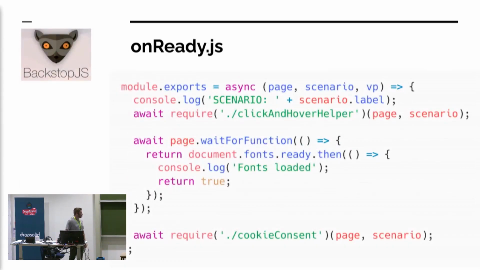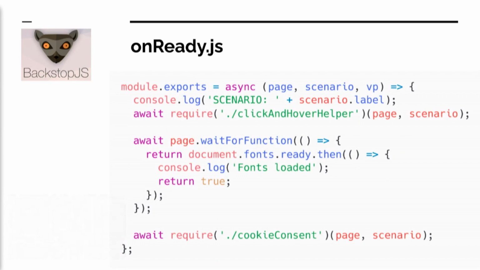So this is the onReady.js file. Here you can see the click and hover helper is loaded. That one will click and hover on anything that needs to be screenshotted. Something we added is the wait for the fonts to be loaded, because sometimes that could be a little slow in the headless browser. And then, for example, the cookie banner custom script is loaded when we want to manually click the cookie banner away.